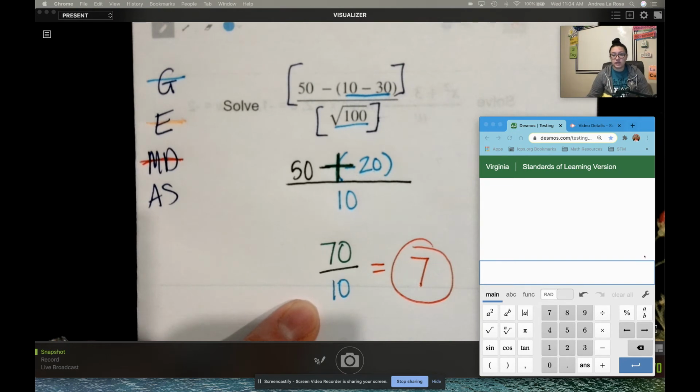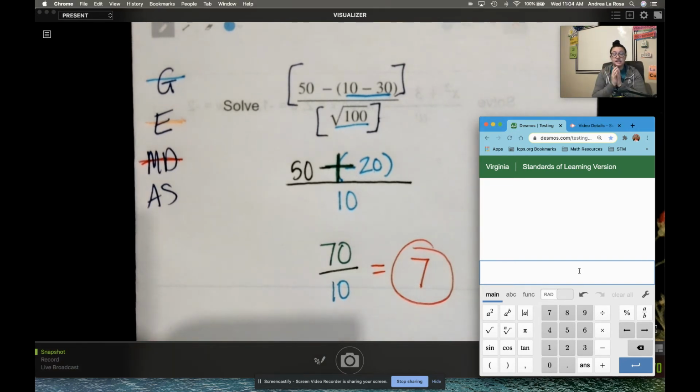Or on the calculator, you need to make sure you use your parentheses to get the stuff on the top and the bottom. So for my top stuff, I have parentheses. I do 50 minus parentheses 10 minus 30. Close both those parentheses. Now I can click the divide by button to get the bottom. You need those parentheses to get it on top and bottom. And then I want to do the square root of 100. And I get my answer to be 7. Go us!